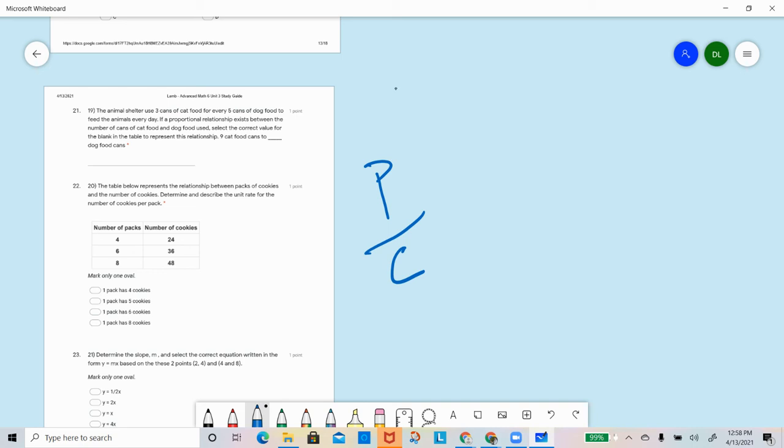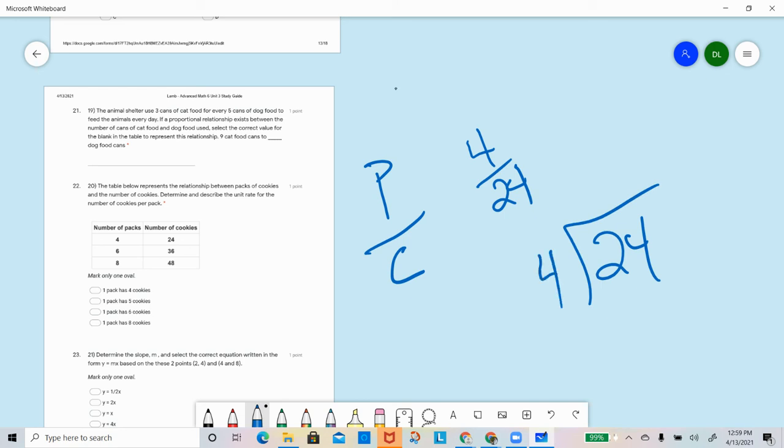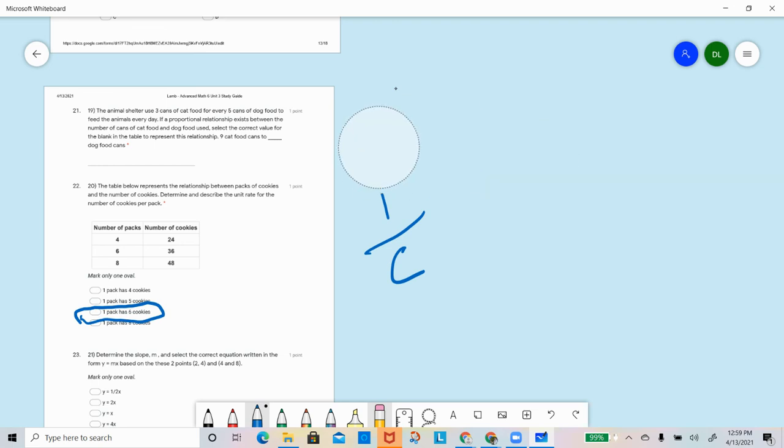So we have 4 to 24, right? So how many cookies are in each pack? Well, if there are 24 cookies in 4 packs, we take 24, we divide it by 4, and we get, for every pack, there are 6 cookies. Pretty easy, right? 4 times 6, 24. 6 times 6, 36. 8 times 6, 48. Pretty simple to figure that one out. Excellent. Let's keep going. We're almost there.